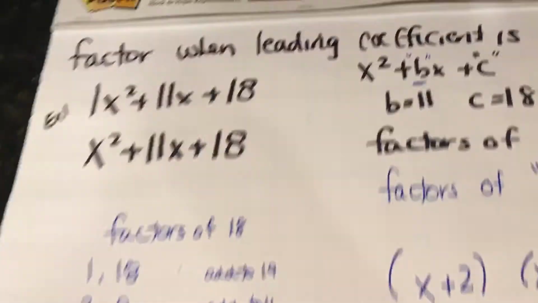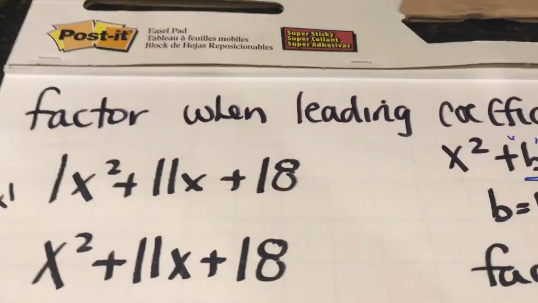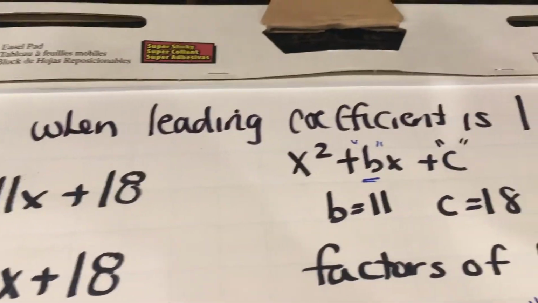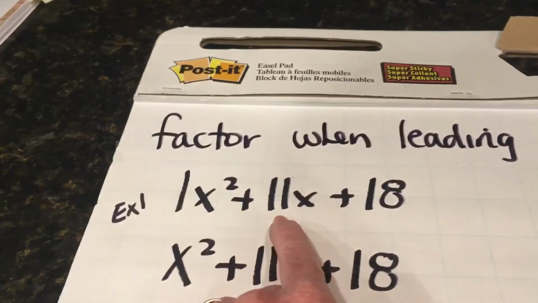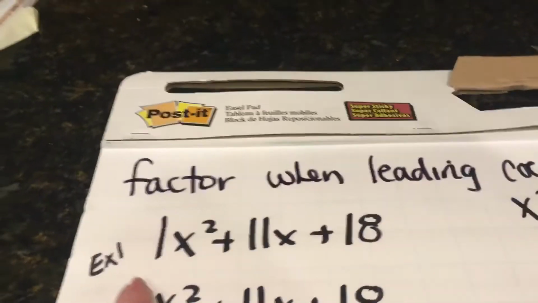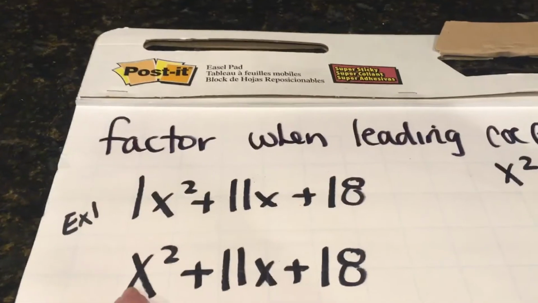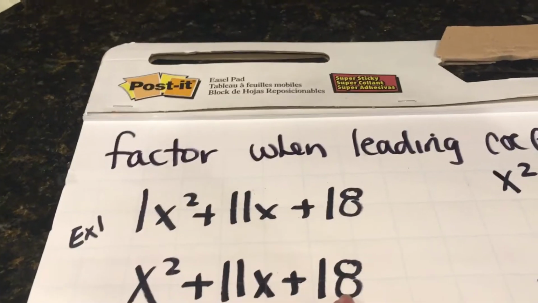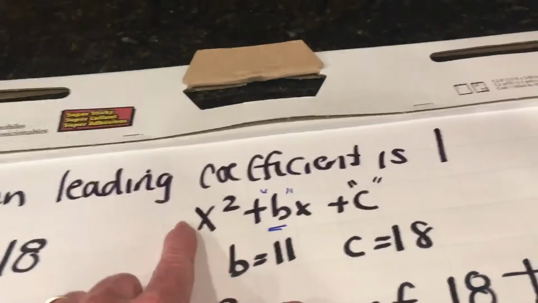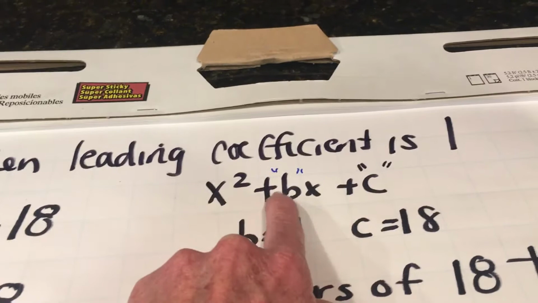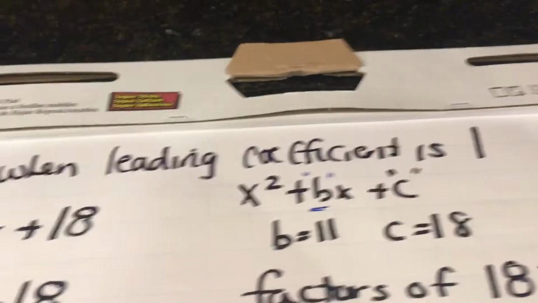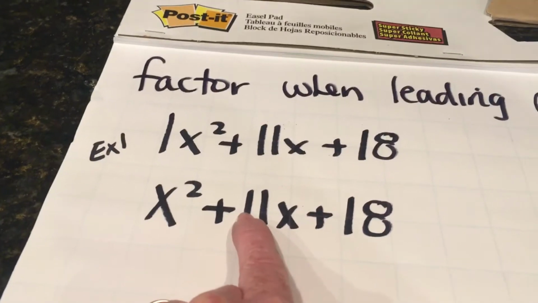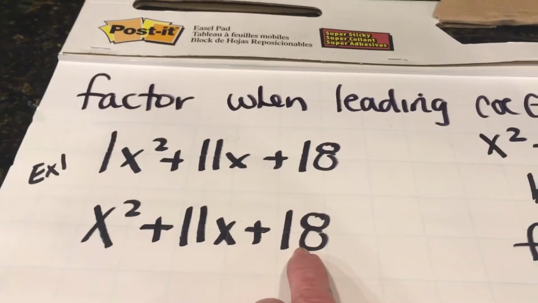Our first problem is factoring when the leading coefficient is 1. Our problem is 1x squared plus 11x plus 18. Again, they may not put that 1 in front of it, so x squared plus 11x plus 18. This is x squared plus bx plus c. The number of x's is your b. The constant is your c. So in our problem, our b is 11 and our c is 18.